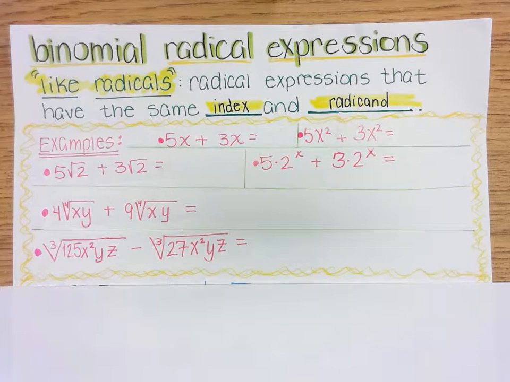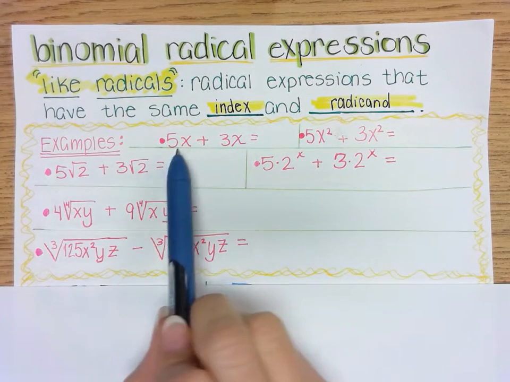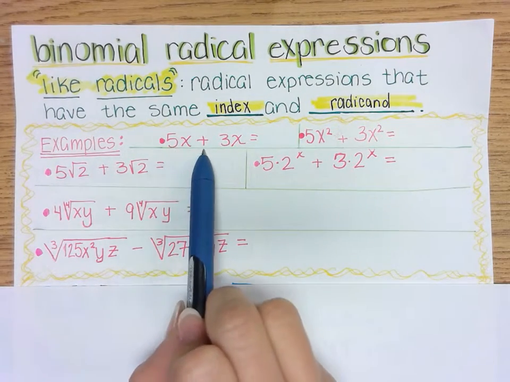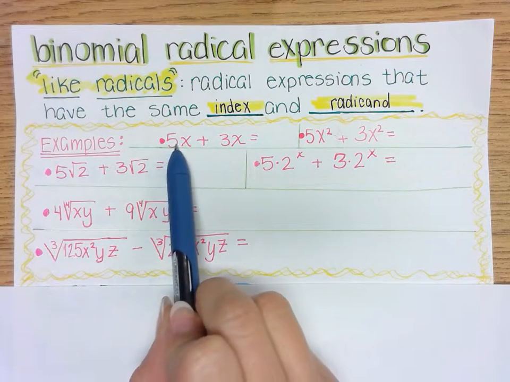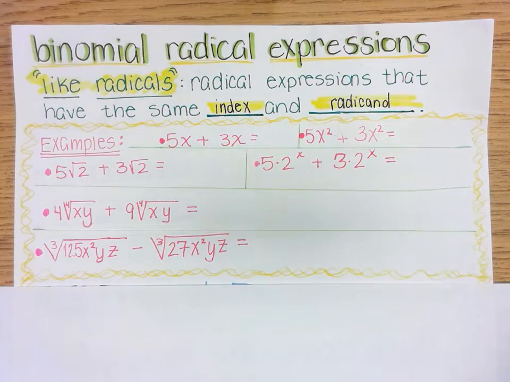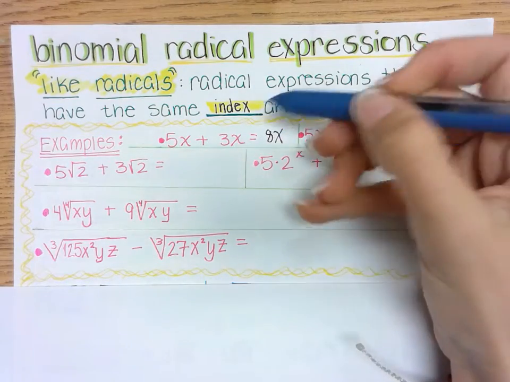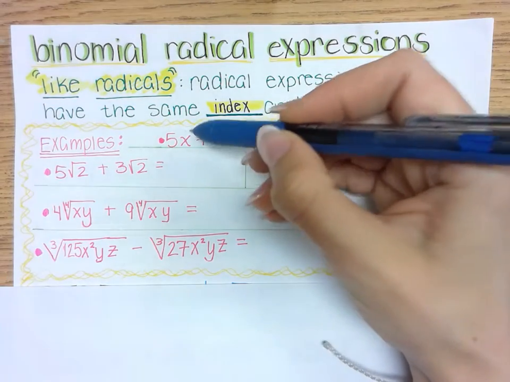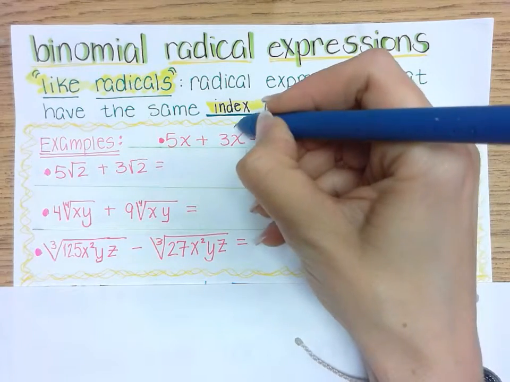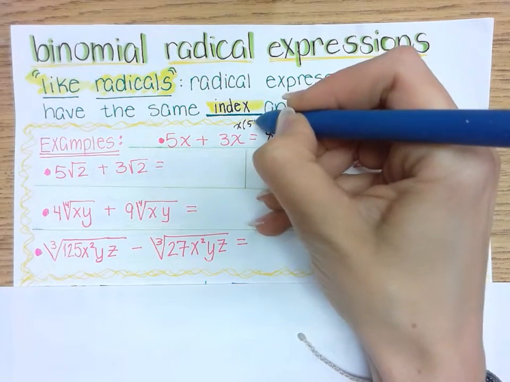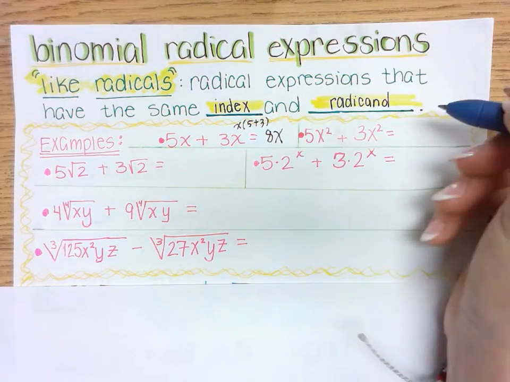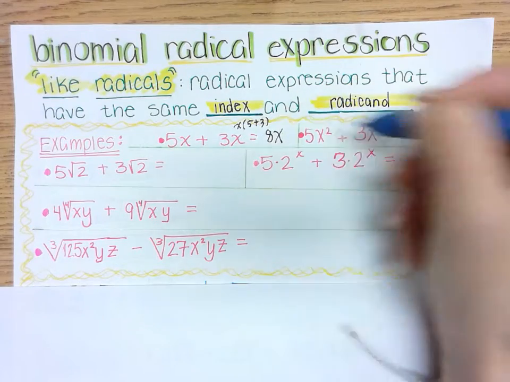So to warm up, a couple things to point out. If you had something like 5x plus 3x, well, adding that has become second nature to you. That is just going to be equal to 8x. If you think about it, you're really factoring out the x, and you're left with 5 plus 3 on the inside. 5 plus 3 is 8, so you're left with 8x.